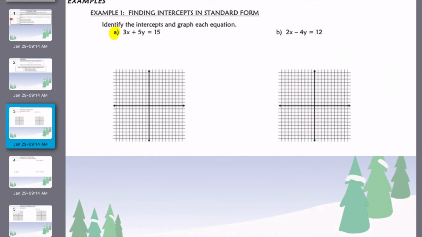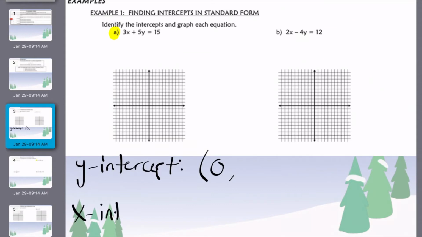So, identify the intercepts and graph each equation. We have 3x plus 5y equals 15. Now, if it's a y-intercept, like I said before, that means my x value is 0. And if it's an x-intercept, that means my y value is 0. So all I have to do is plug in the appropriate zeros into the appropriate spots in order to find what my answer is going to be.